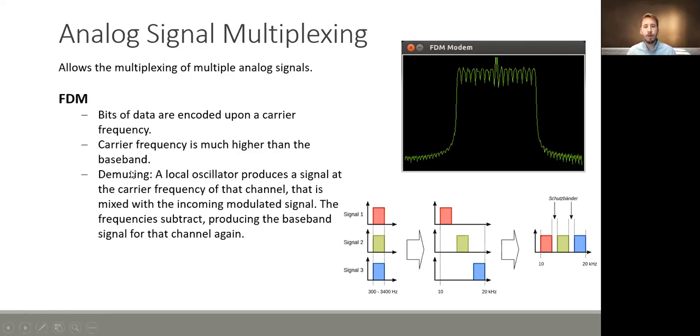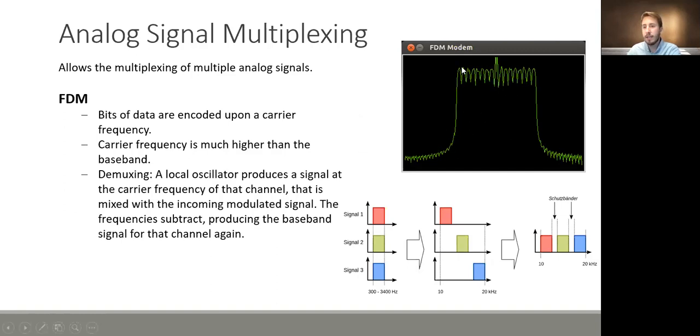So typically on the demultiplexing side, you use a local oscillator to produce the correct frequency to then cancel out that carrier frequency to then receive your data. So in this case here, this kind of shows what you would have. Typically your carrier frequency is much, much higher than your baseband. Your baseband would be the actual data that you're sending.